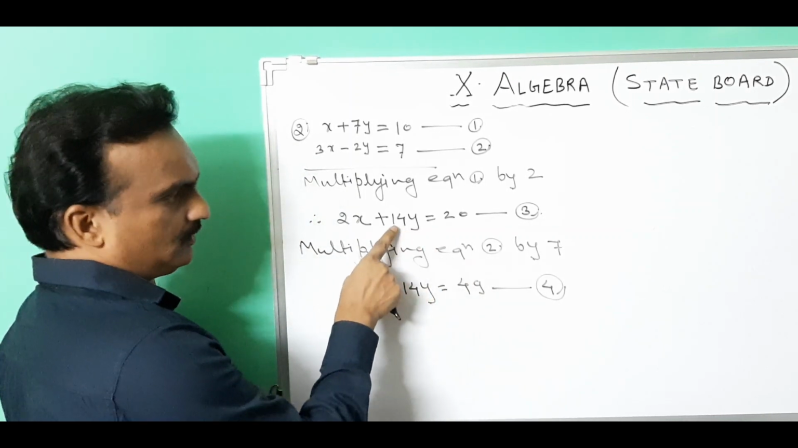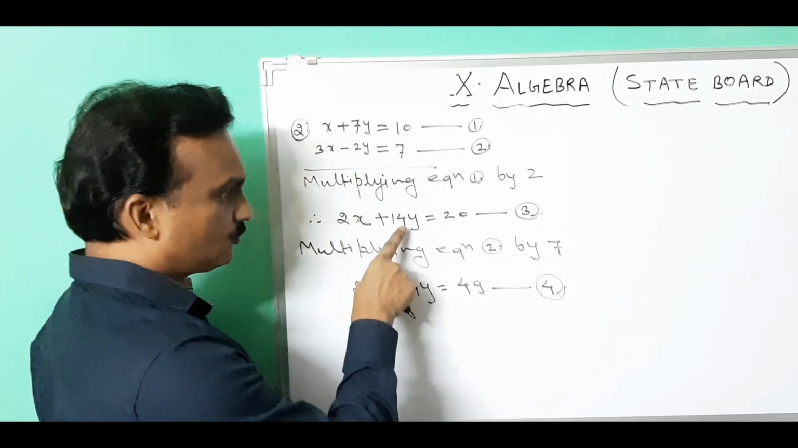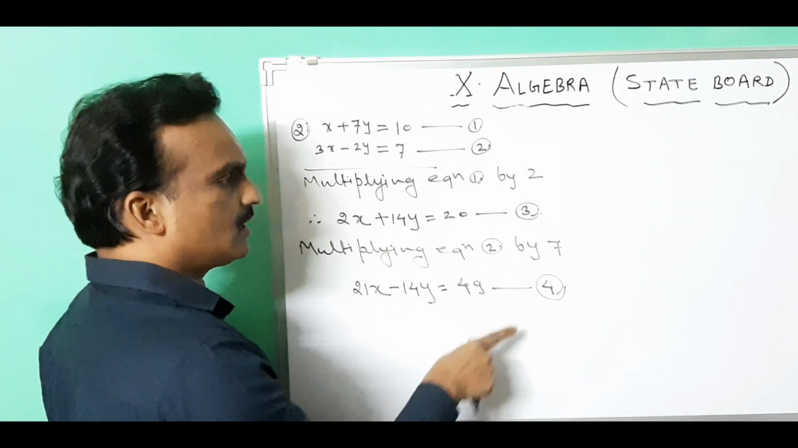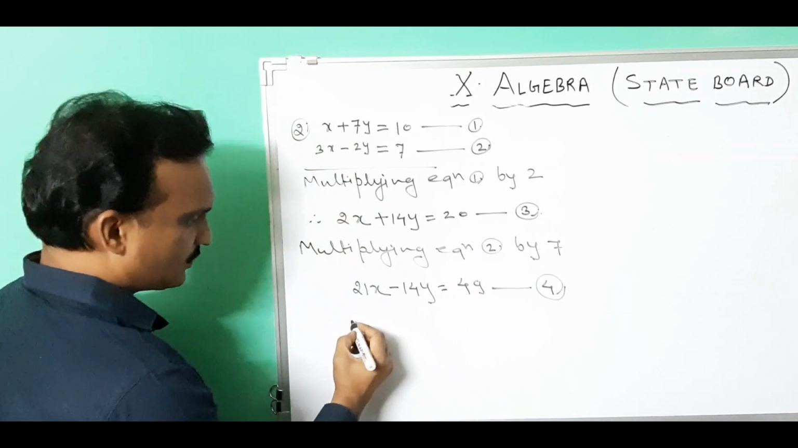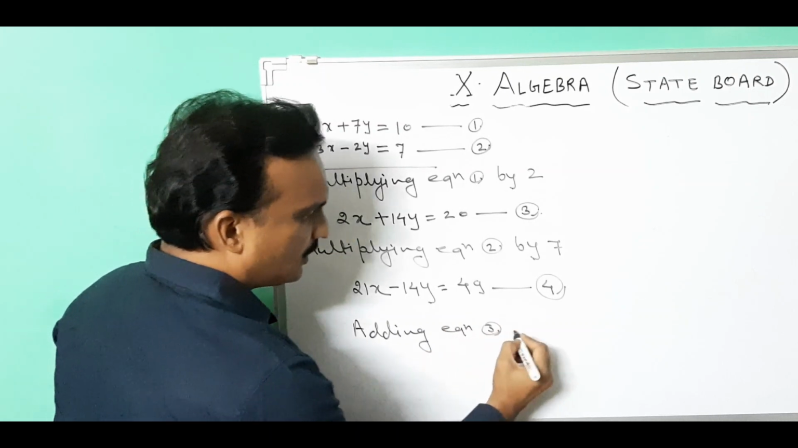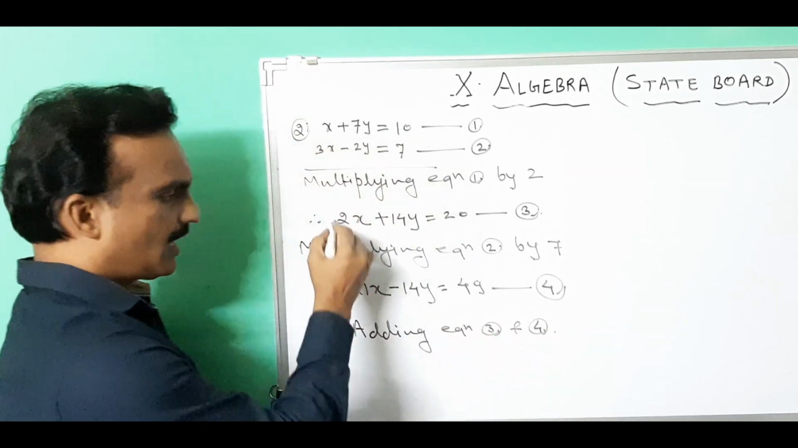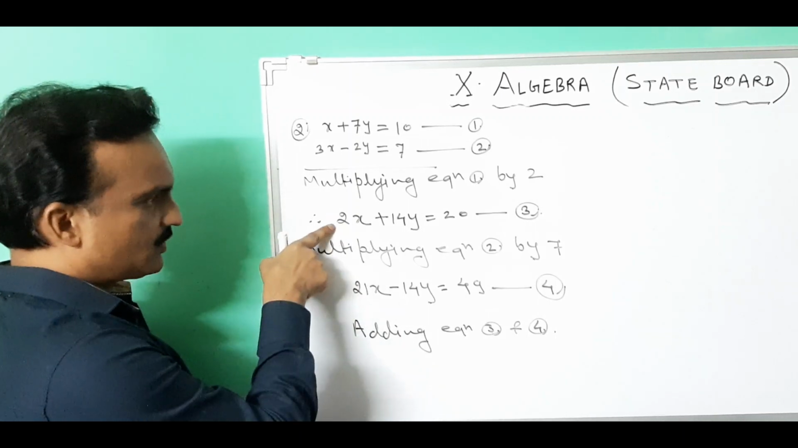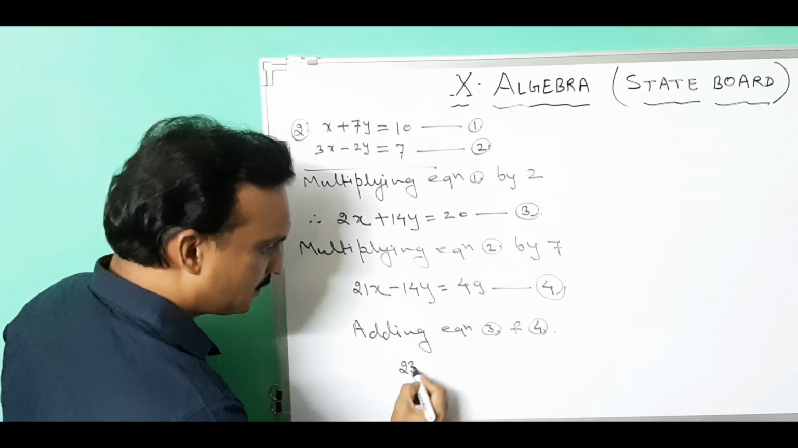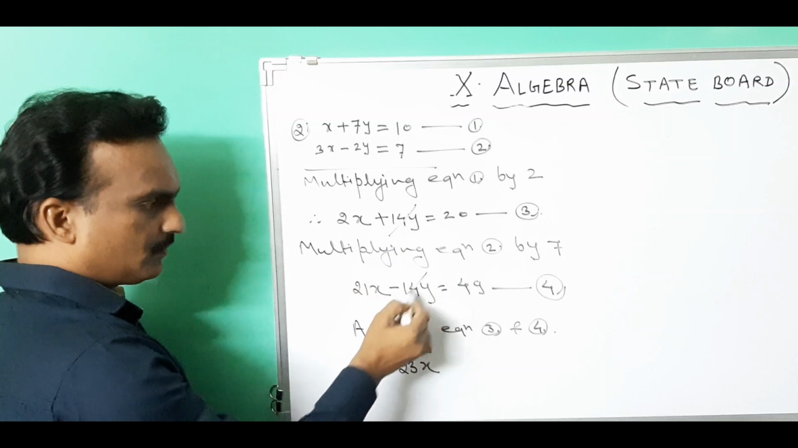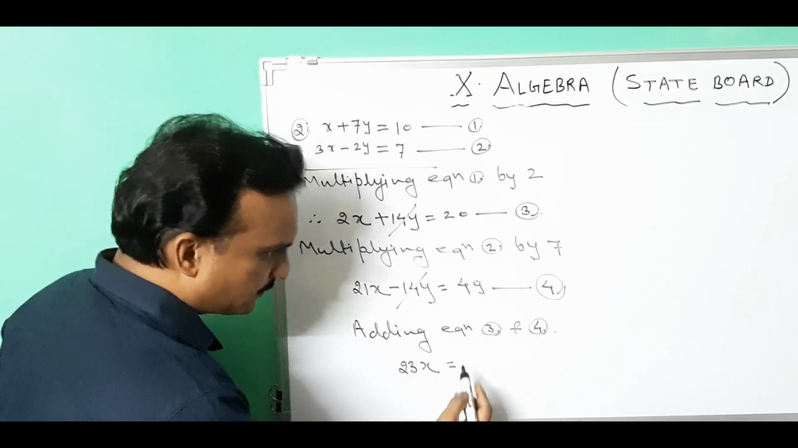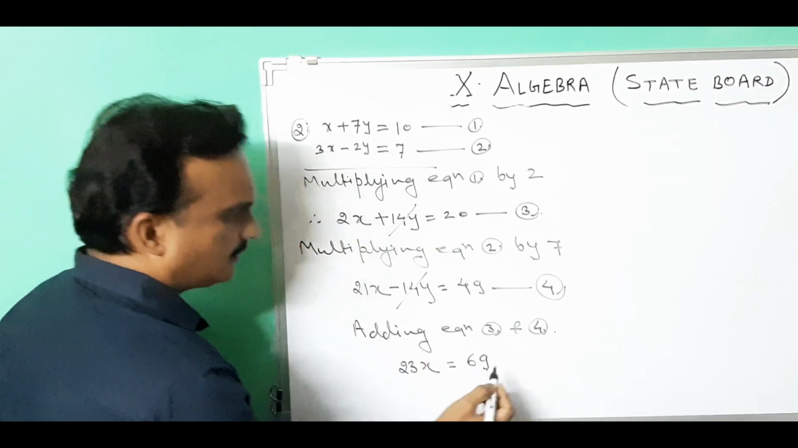Now what we will see here now? Coefficients are same but signs are different. That means we will add these two equations. So adding equation 3 and 4. Add 2x plus 21x. You will add 21 plus 2, 23x. Plus 14y minus 14y will get cancelled, and here you will get 20 plus 49 will give you 69.